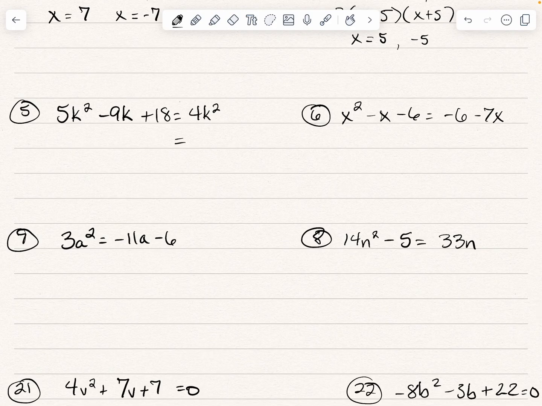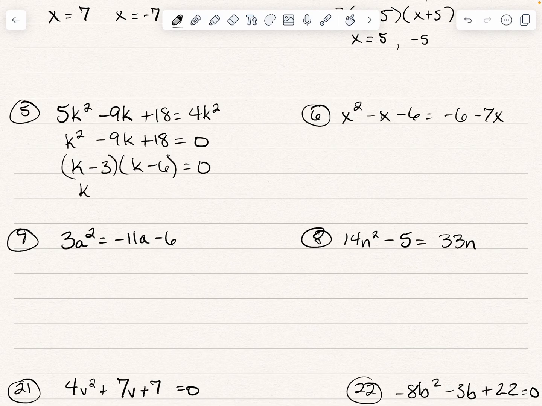Okay, on number 5, we need this to equal 0 over here. So to do that, to get rid of the 4k squared, we have to subtract 4k squared from both sides. When I subtract 4k squared from 5k squared, we just get 1k squared minus 9k plus 18. So now we're looking at what multiplies to give me 18 that adds together to give me negative 9. And that is going to be k minus 3 and k minus 6. Those multiply to give you 18, add to be negative 9. So this k is equal to positive 3. This k is equal to positive 6.